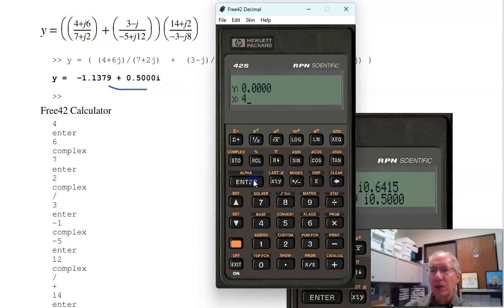So do 4, enter, 6, complex, 7, enter, 2, complex. Now take the ratio. The second set, 3, enter, -1, complex, -5, enter, 12, complex. Take that ratio. Now, the HPs have a stack. They remember the previous operation and the current operation. Add those together. Multiply by 14, enter, 2, complex, multiply, -3, enter, -8, complex, divide, same answer.